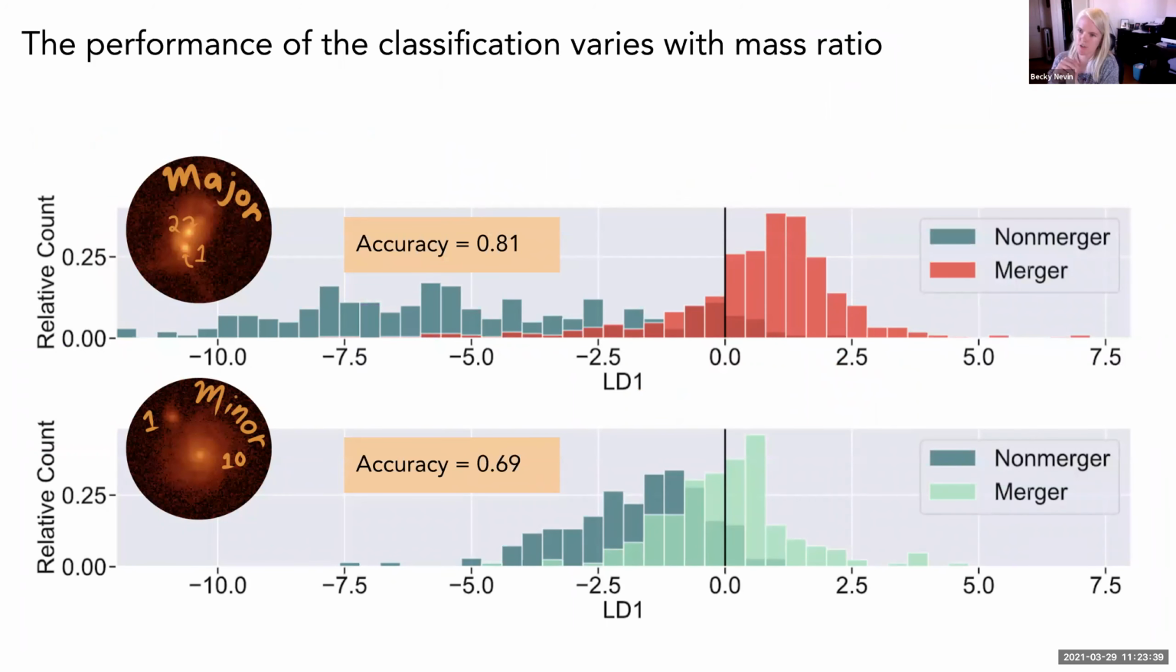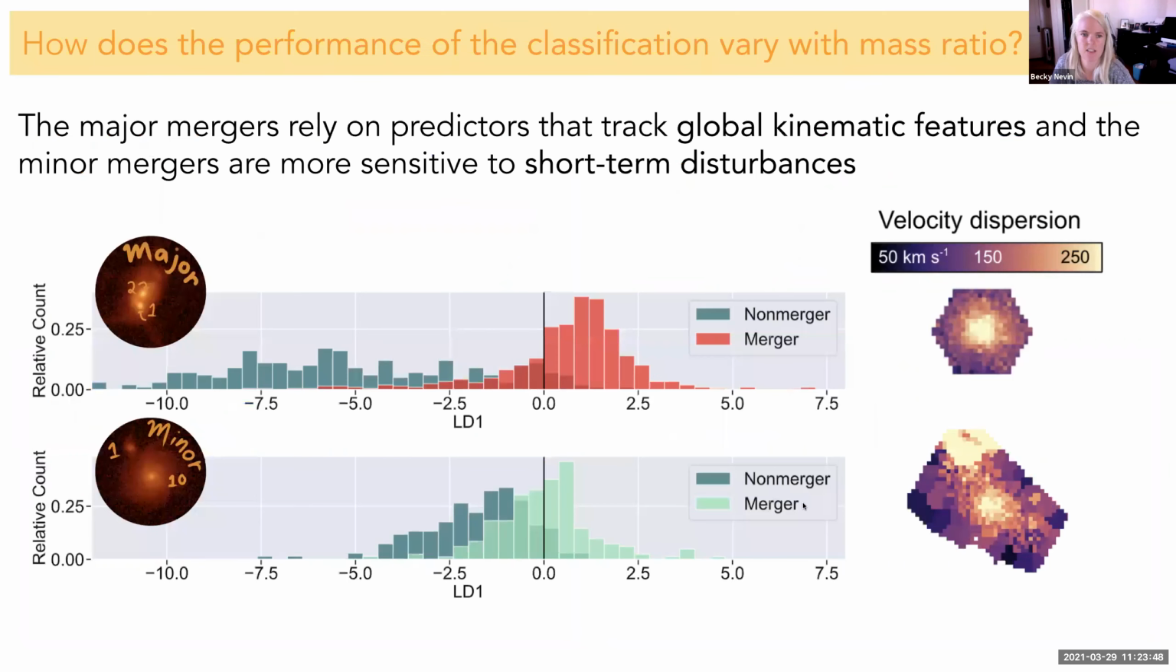Okay, first digging into how this classification varies with mass ratio. The major mergers are more accurate in this classification, and we can dig into why that is. It turns out that when I look at the predictors that are most important for these different classifications, the major mergers really tend to rely on kinematic predictors that track these global long-term kinematic features. So for example, here I'm showing you an example of a stellar bulge in a merger remnant from a major merger. The major mergers really build up the stellar bulge component, which manifests as various kinematic predictors related to the stellar velocity dispersion map. The minor mergers, on the other hand, are sensitive to these more short-term features.